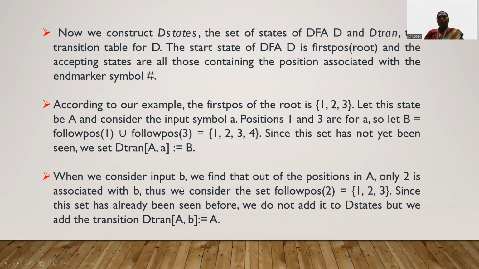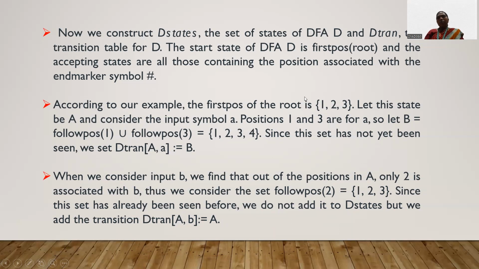When we consider the input B, we have only one letter, that is 2. Right? Now follow pose of 2 is 1, 2, 3. Already we have given this 1, 2, 3 as A. So we need not give a new state name. So DTran of A comma B is A.